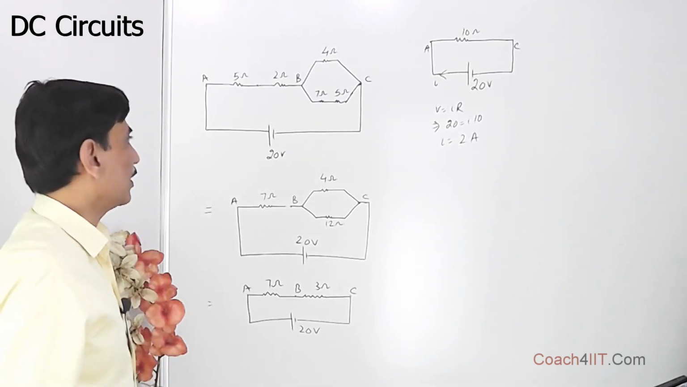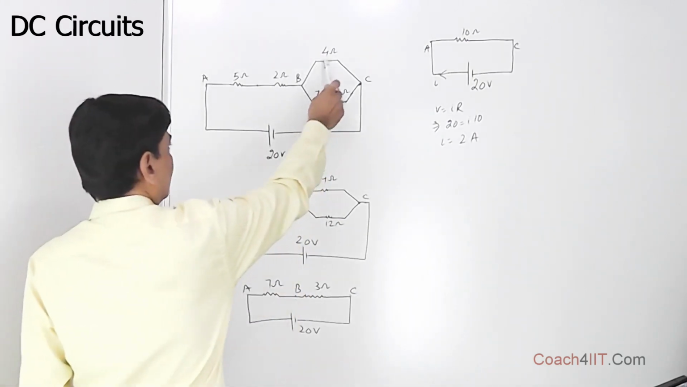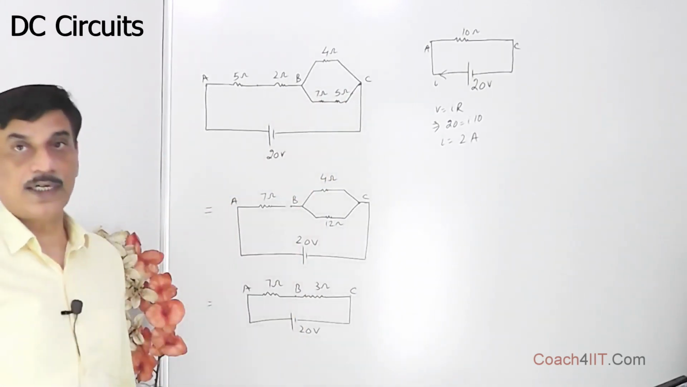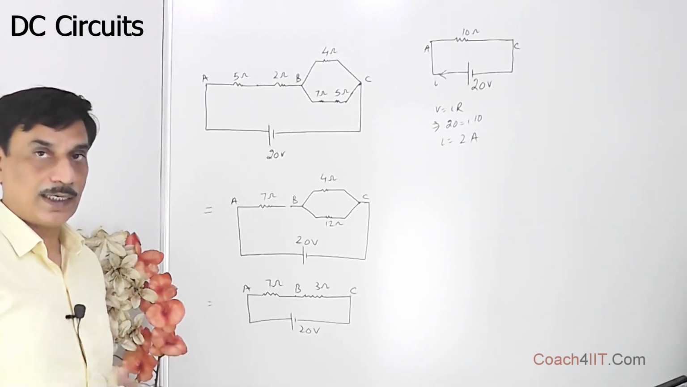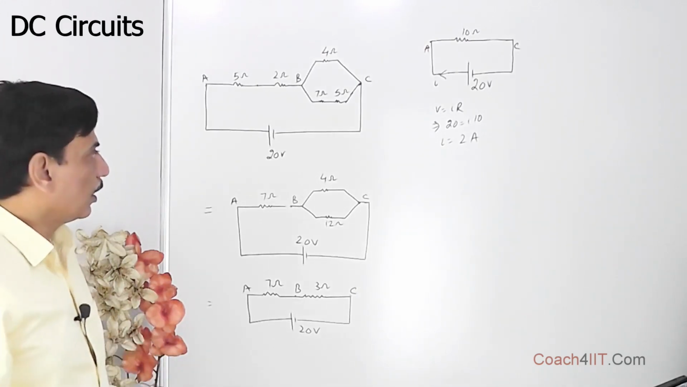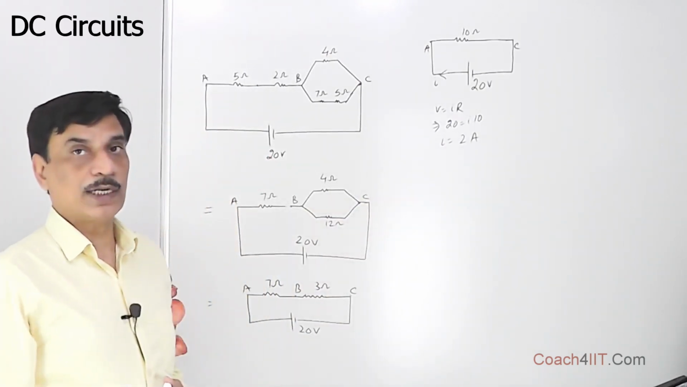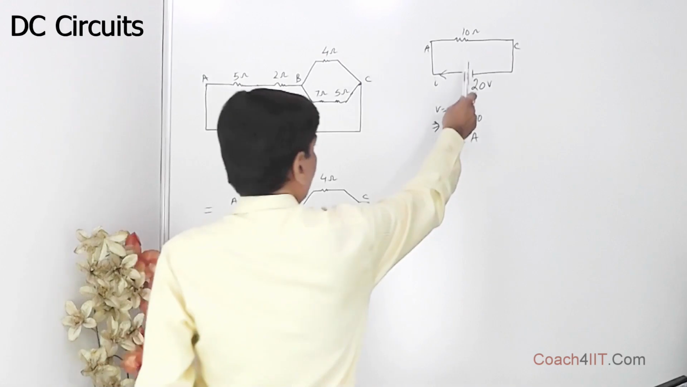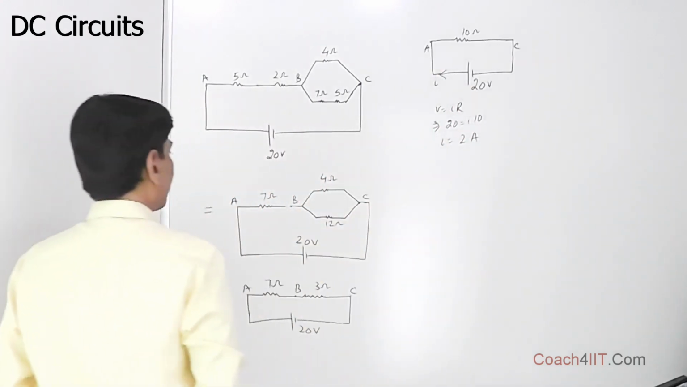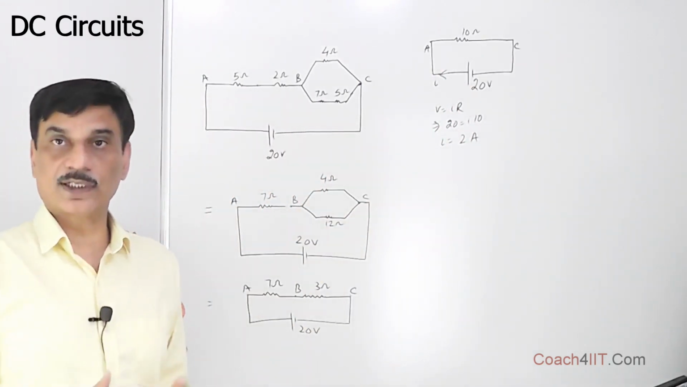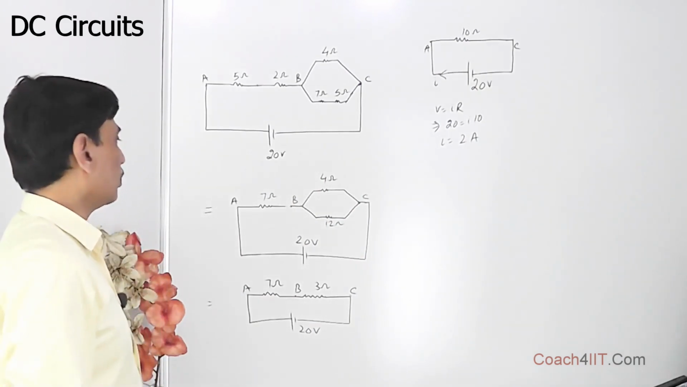If we are interested in finding the current which is passing through this 4 ohm resistor, we can solve this once we have found the current coming out of the battery, that is 2 ampere. Then certainly we can find the potential difference across all the resistors using Ohm's law.